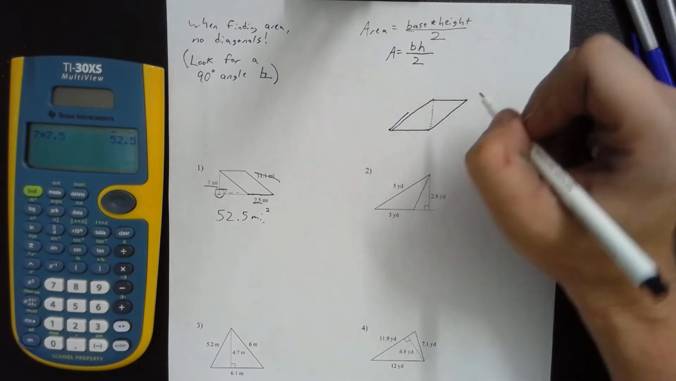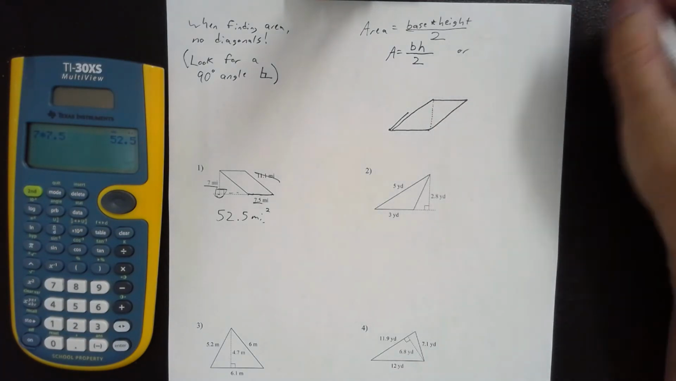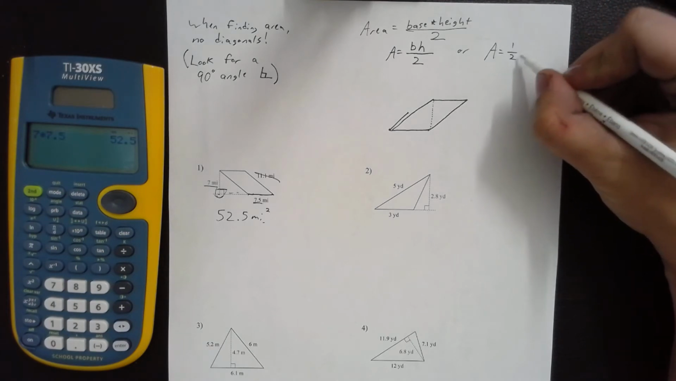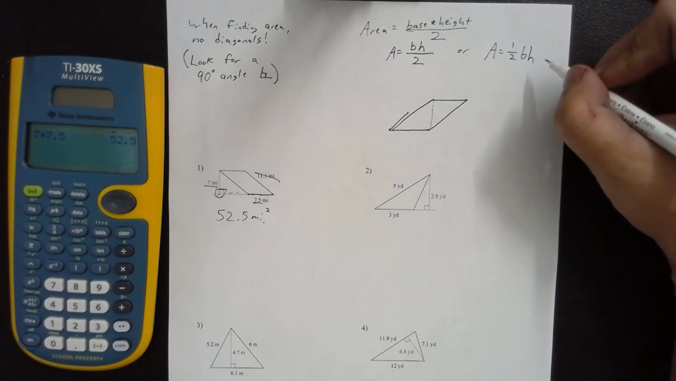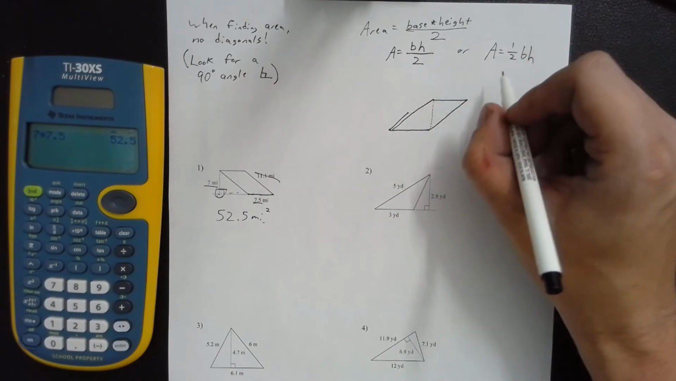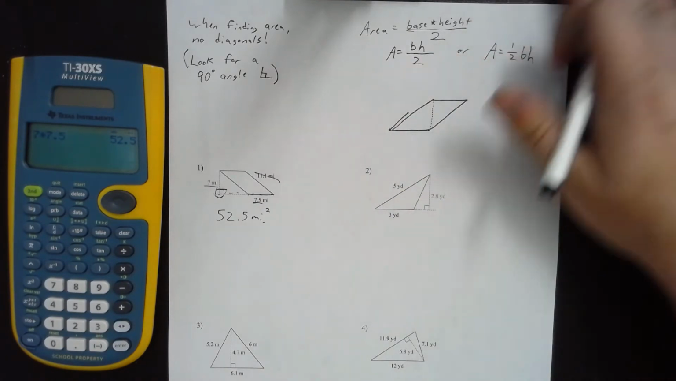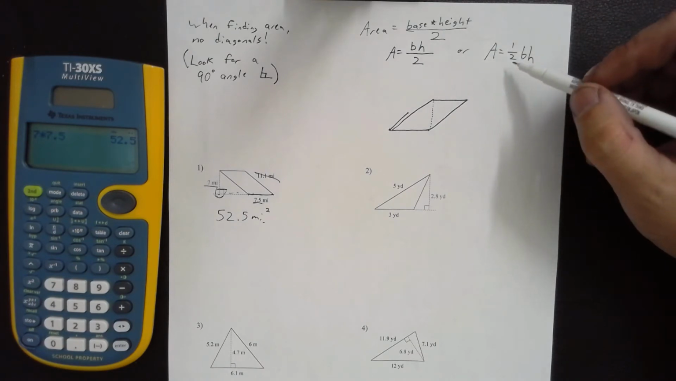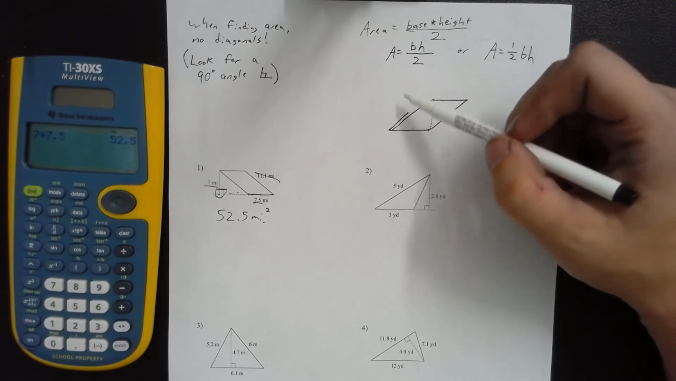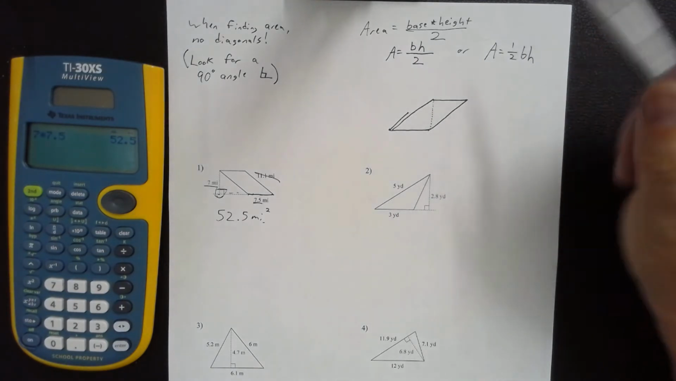You might also sometimes see this written as being area equals 1/2 times the base times the height. And these are both the same exact formula. You will get the same answer no matter which one you do. You could either do area is 1/2 times the base times the height, or base times height and then divide by 2. They will get you the same answer.